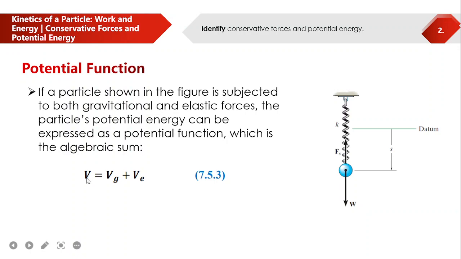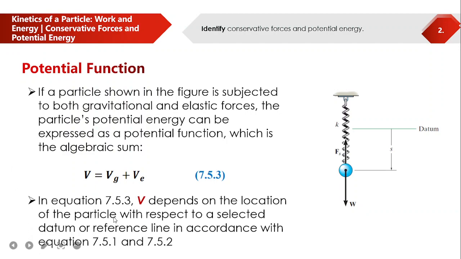Okay? Potential function V is equal to V sub G plus V sub E. Sum lang ng dalawa, yung gravitational potential energy plus elastic potential energy. Okay? So, in equation 7.5.3, V depends on the location of the particle with respect to a selected datum or reference line in accordance with equations 7.5.1 and 7.5.2.